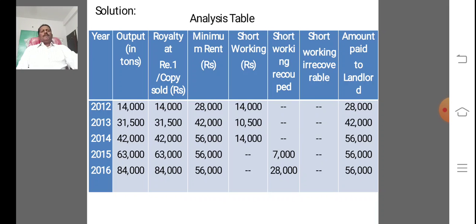In 2015, 63,000 tons manufacturing into 1, royalty is equal to 63,000. But in this case minimum rent is 56,000. Royalty is more than minimum rent, and the difference is called a surplus, 7,000. The 7,000 is used for short workings recovered and the remaining 56,000 is paid to landlord.